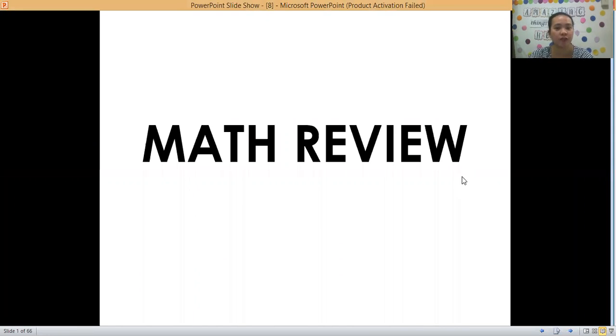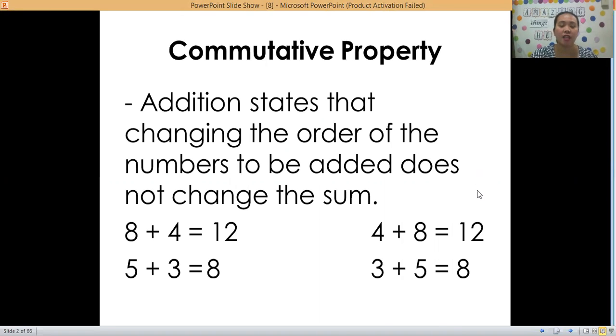Okay, for our math review, the first lesson is about the properties of addition. So we have here the commutative property, the first one. This property of addition states that changing the order of the numbers to be added does not change the sum. So for example, 8 plus 4 equals 12. Even though we change the 8 and 4, like 4 plus 8, the sum or the answer is still the same. So that is the commutative property.